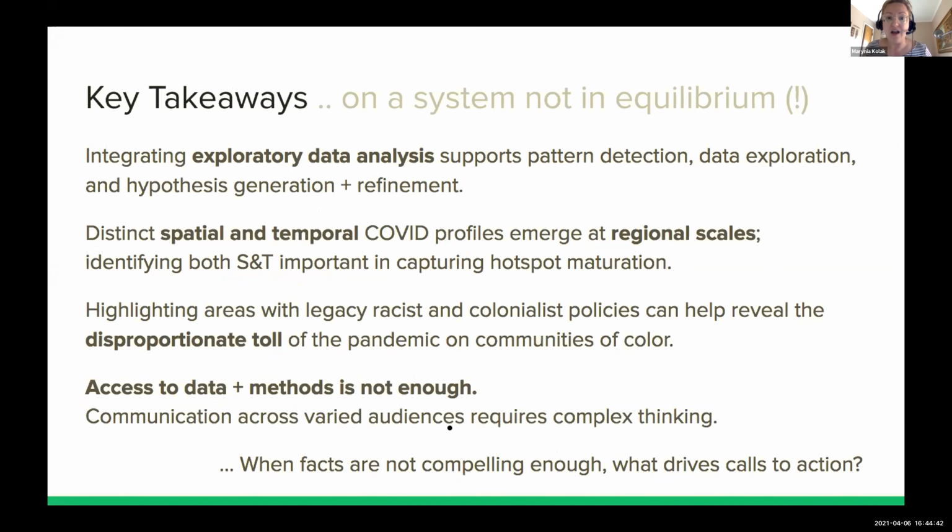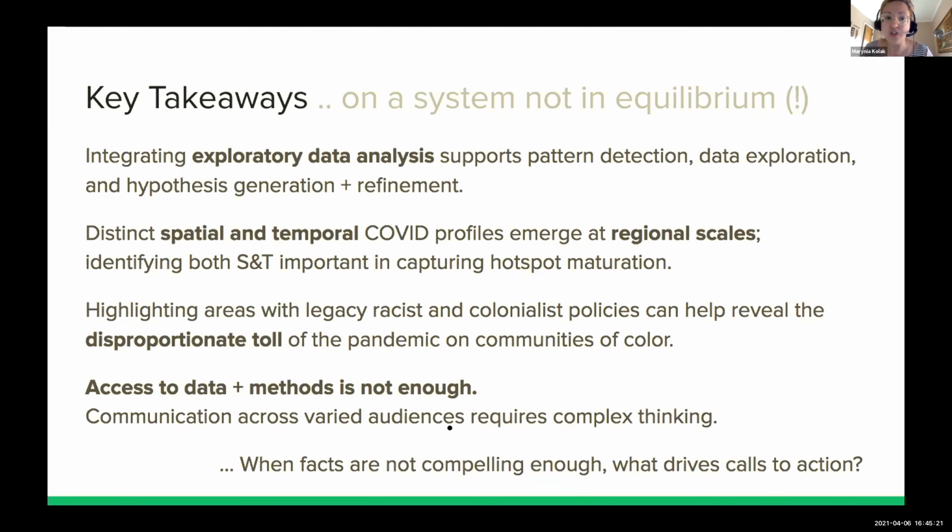So, takeaways of what we learned in this past year, but also note the system is still not at equilibrium. So if anyone tells you they've found the answer to COVID, as a pandemic overall, it's not possible because our system is still not in equilibrium. All the things that we could count on of behaviors that were assumed, none of that exists at this stage. So we need to continue to integrate exploratory data analysis to support pattern detection, data exploration, and then continue to refine our hypotheses as we go.